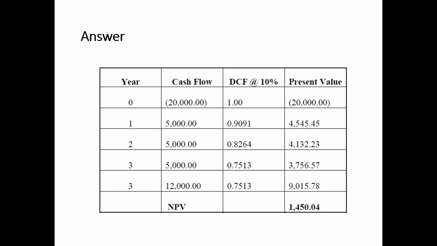Now what we are going to take is the cumulative value or the total. So the total is the net present value, which is 1,450 and 4 cents. Just check whether you have obtained this answer correctly.